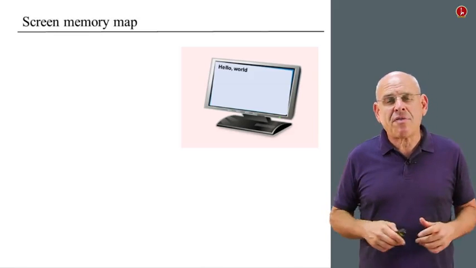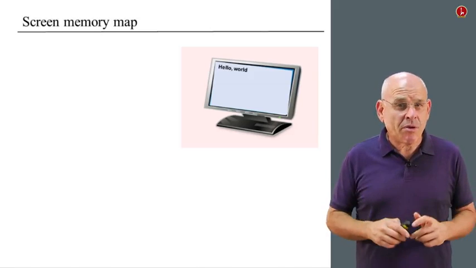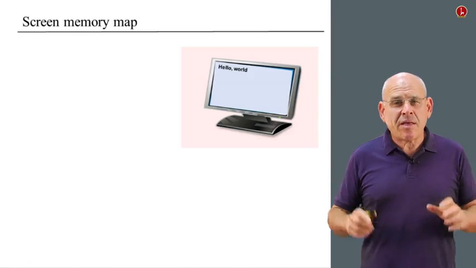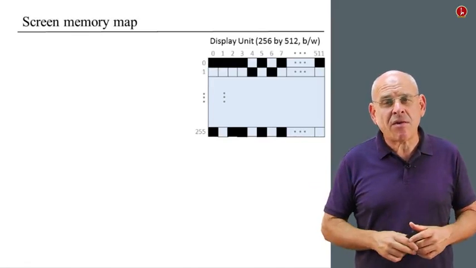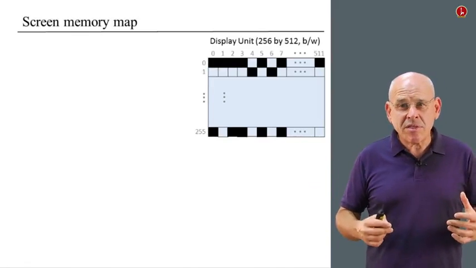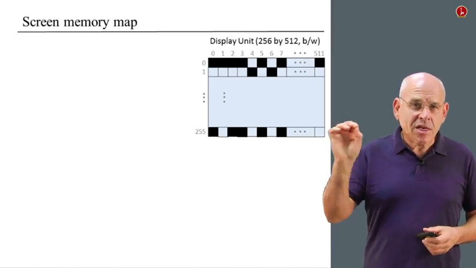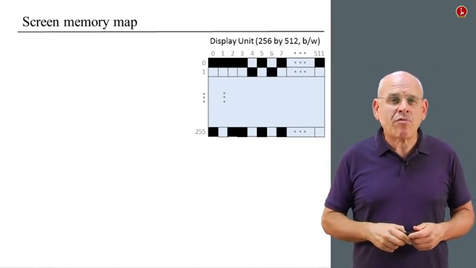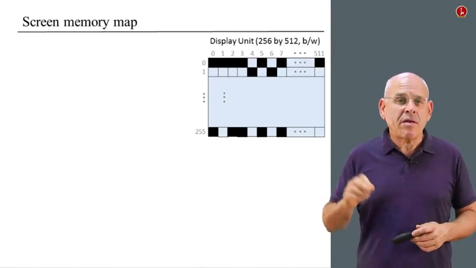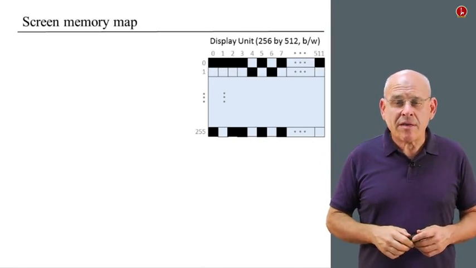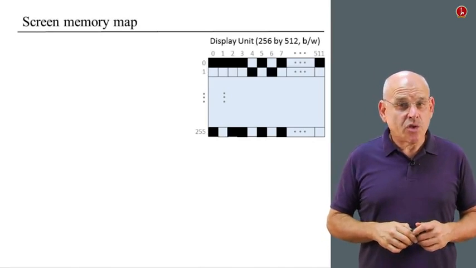This is how we are used to think about display units, but as far as the Hack computer is concerned, the display unit is the following abstraction. It's a table or a matrix consisting of 256 rows and 512 columns. And in each intersection of a row and a column, we have what is known as a pixel. This is a black and white screen, so we can either turn the pixel on or we can turn it off. This is the physical display unit that the Hack computer assumes.